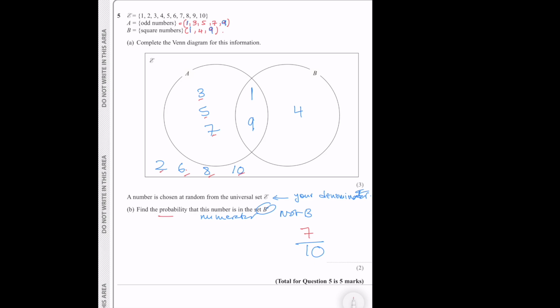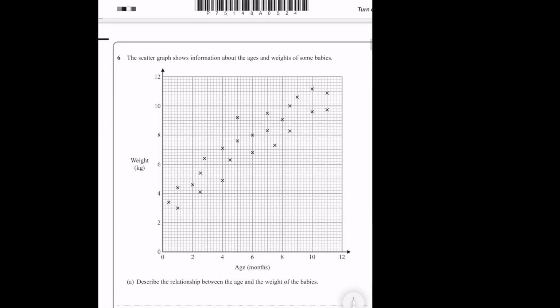Remember, probability is always easy to find if you think of it as a fraction. So anytime you see a probability, think about a fraction. A fraction is how many of what you're looking for out of the total. Okay, I think it's all done here. We move on to question 6.